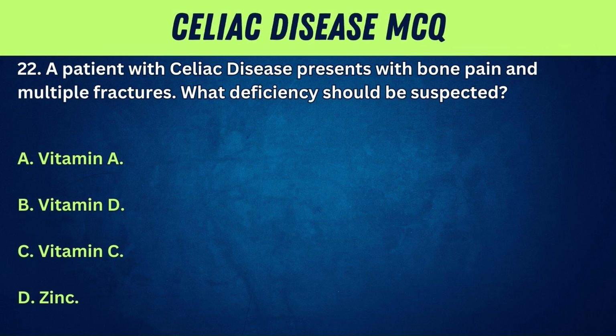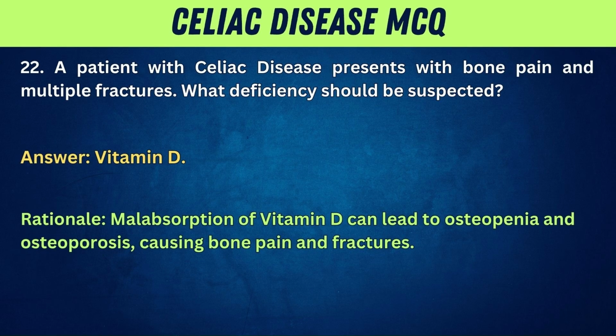22. A patient with celiac disease presents with bone pain and multiple fractures. What deficiency should be suspected? A. Vitamin A. B. Vitamin D. C. Vitamin C. D. Zinc. Answer: vitamin D. Rationale: malabsorption of vitamin D can lead to osteopenia and osteoporosis, causing bone pain and fractures.